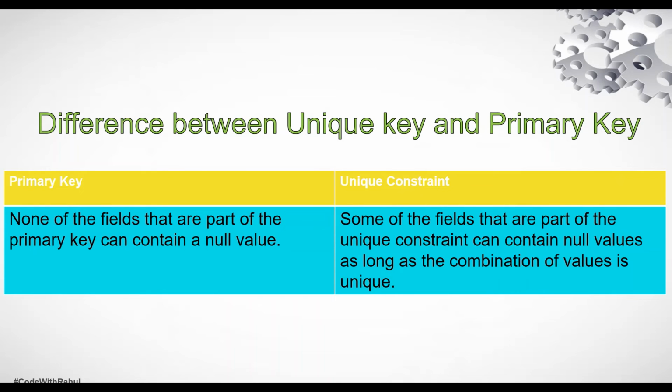Now next is the difference between a unique key and a primary key. This is a very important interview question: what is the difference between a primary key and a unique constraint? In a primary key, none of the fields that are part of the primary key can contain a null value. In a unique constraint, some of the fields that are part of the unique constraint can contain null values as long as the combination of values is unique.